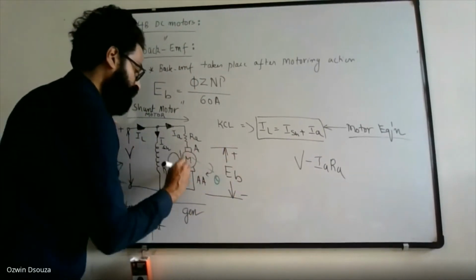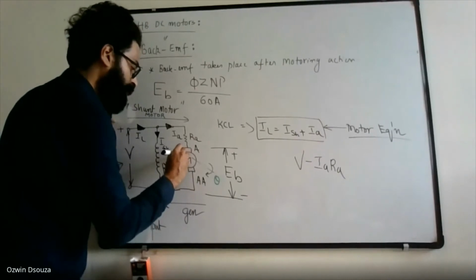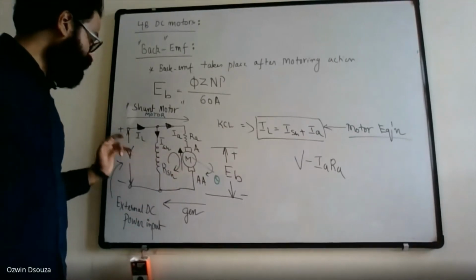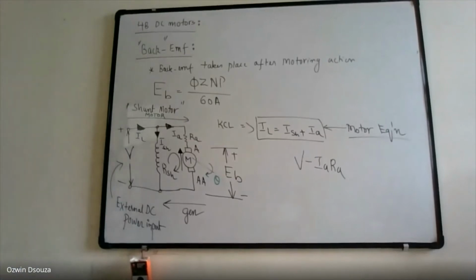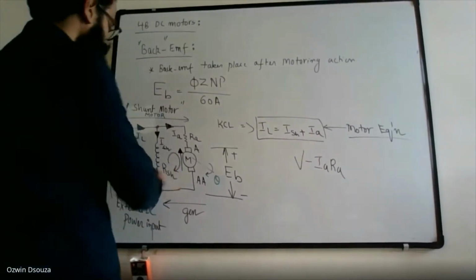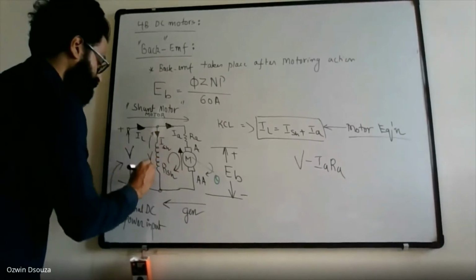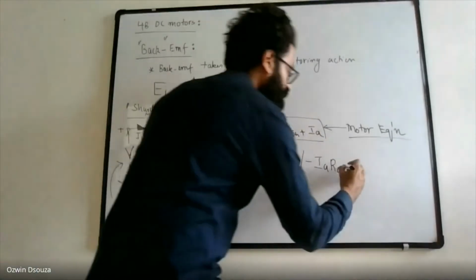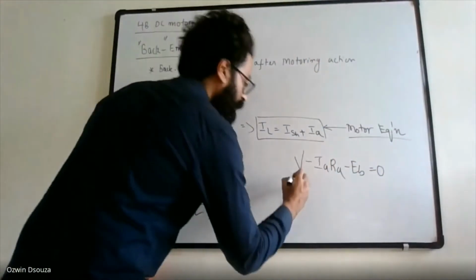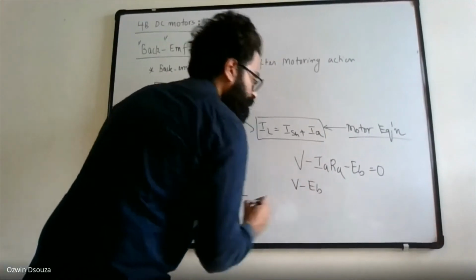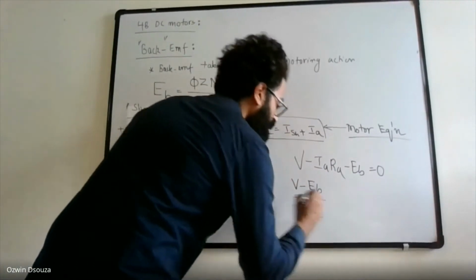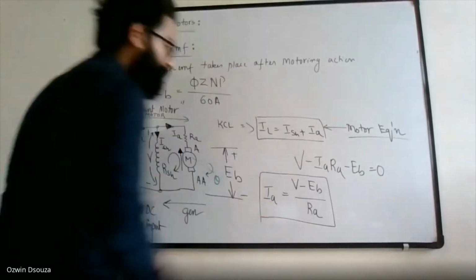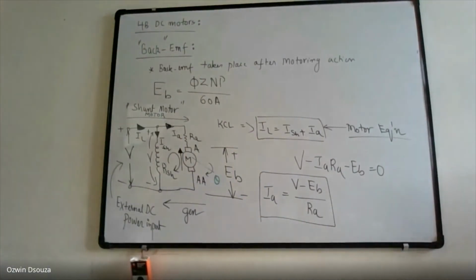This back EMF is normally shown with a small arrow pointing upwards. This upward arrow simply shows that the back EMF is trying to oppose the source voltage V. Okay, this is V. Let me rewrite. V minus IaRa minus Eb is equal to 0, or V minus Eb divided by Ra will give you the armature current.